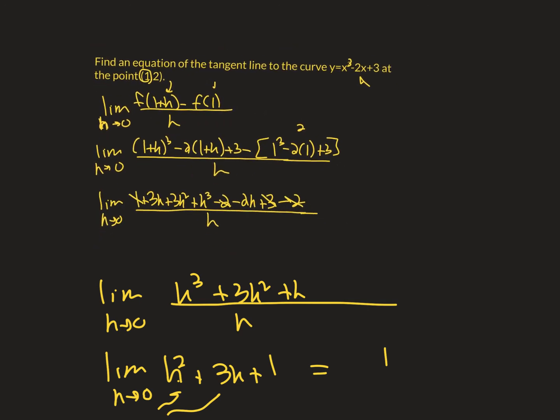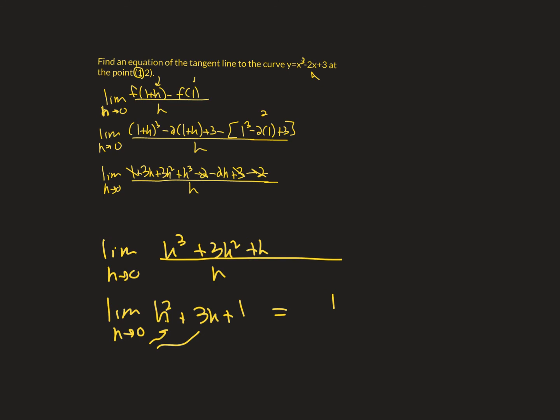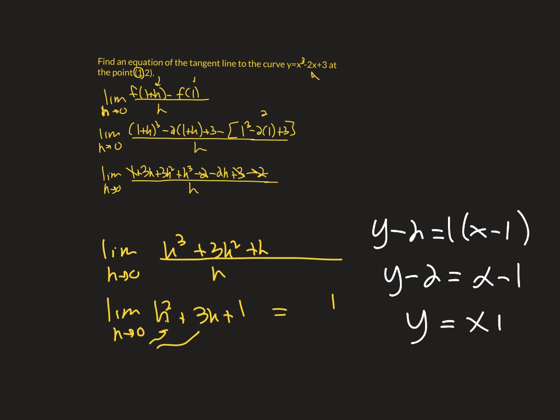But if you read what the problem said, it says find the equation. So now I have a point and a slope. The point was 1, 2. So I'm going to say y minus 2 equals the slope times x minus 1. Distribute that 1. Move the 2 over. You get x plus 1. There it is. y equals x plus 1. There's our equation of that tangent line.